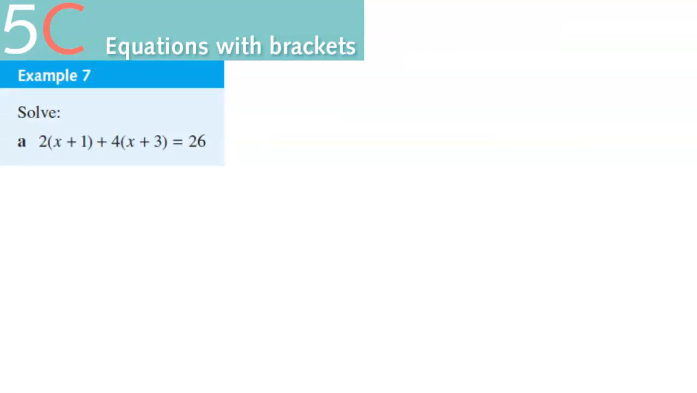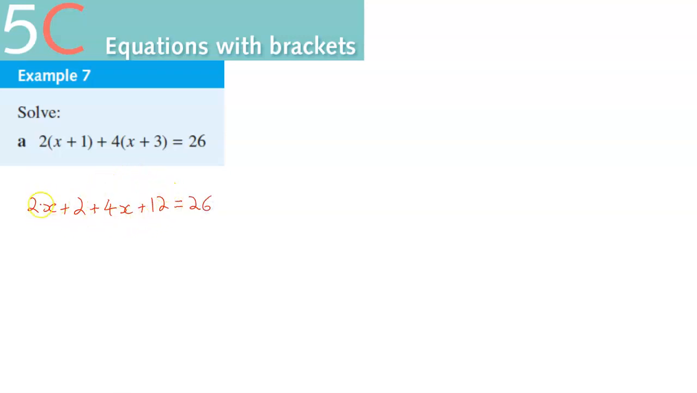Okay, in this example, you can see that we've got two sets of brackets. Here, I think it's easiest to start by expanding the brackets. So we have 2 times x, 2 times 1. Now I've got plus in between here, so I can continue with this. 4 times x and 4 times 3. Leave the right-hand side the same.